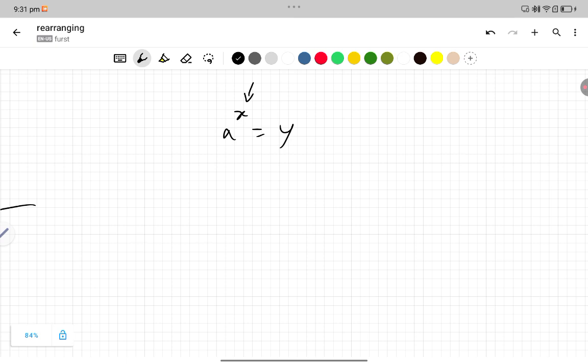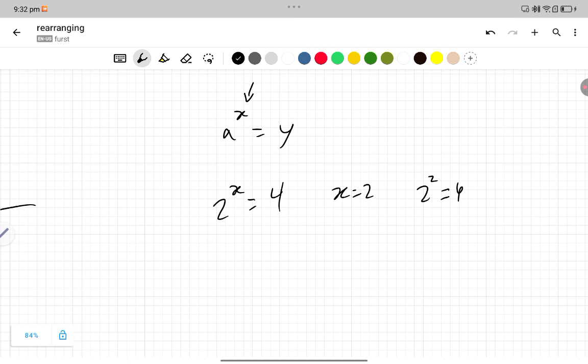Let's give some values for a and y. Let's take 2 to the x equals y, where y is 4. We're asking 2 to what power gives 4? If you're kind of smart, you'd know x equals 2, since 2 squared equals 4. So, pretty simple. But how can we make x the subject? We're asking 2 to what power gives 4, or a to what power gives y.